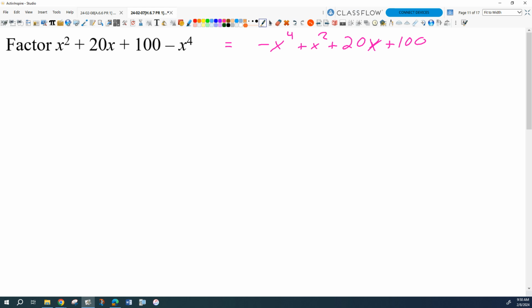Is factoring by grouping going to work? No chance. So we seem to be stuck on this one, right? Okay, so we just throw up our hands and move on. No, there is a way we can do this. Here's my hint. Look at that trinomial part. That looks like a quadratic trinomial. Can I factor that?